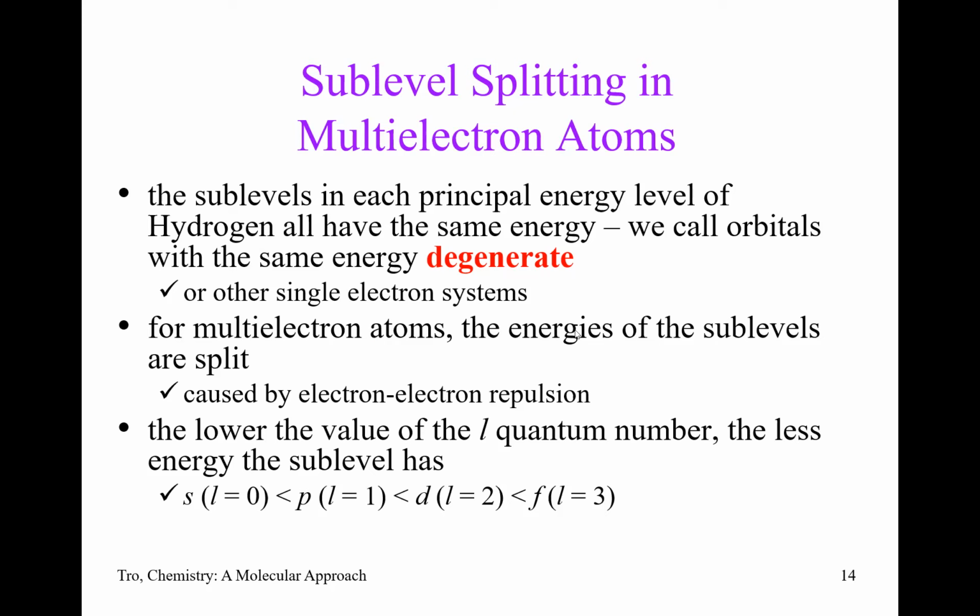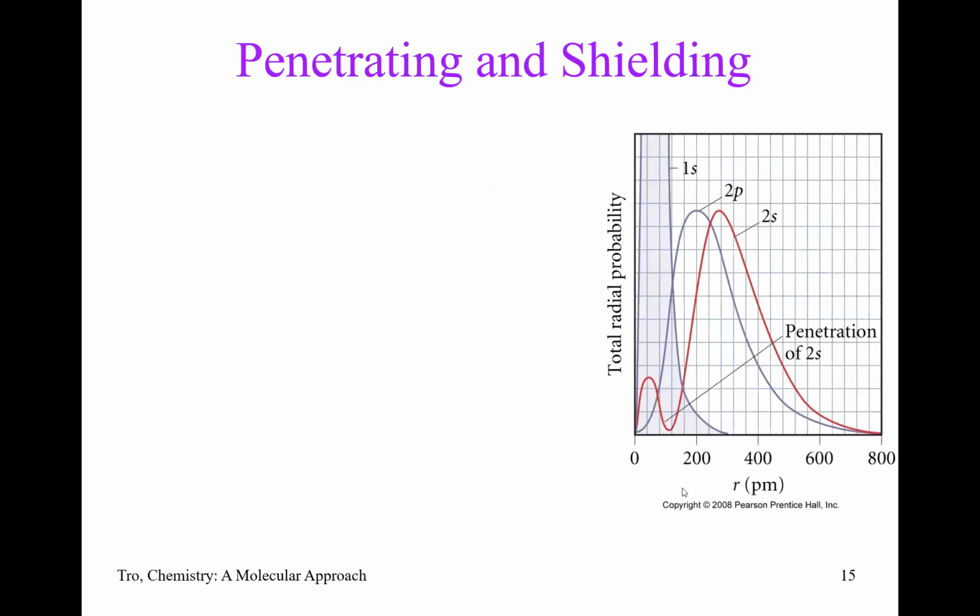Right, for multi-electron atoms, the energies of the sublevels are split. We'll get to that. There's a little subtlety here, so keep in mind that these electrons are negatively charged, so they repel each other a little bit. It's a small repulsion, but it's enough to see some behavioral differences. The lower the value of l, the less energy the sublevel has. Right, so s, p, d, f. And this all makes sense in a couple of slides.